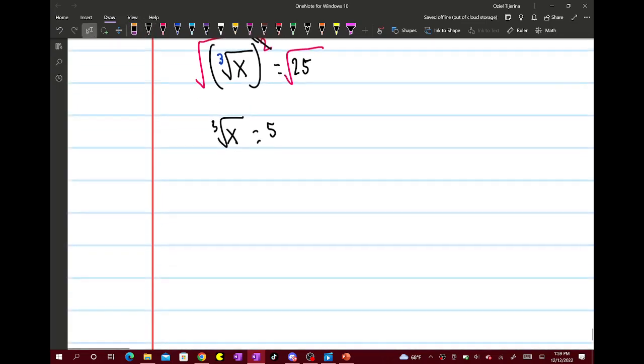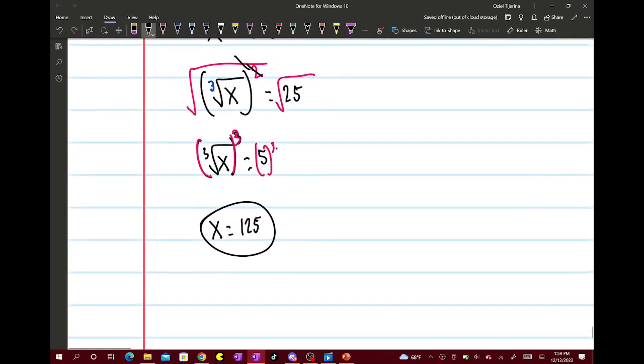And then you're going to go ahead and raise both sides to the 3rd power, like this, right? And then you're going to say x equals 5 cubed, which is 125, right? So that would be your answer.